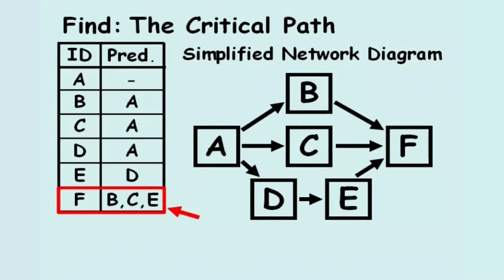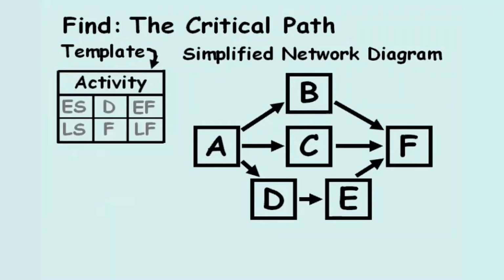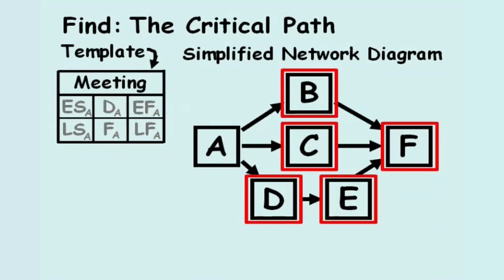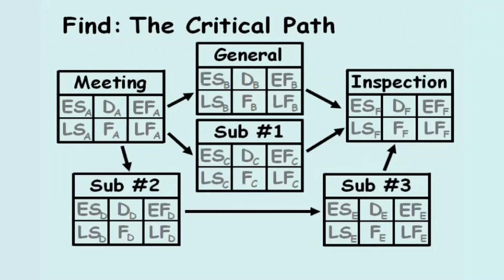Next, we'll apply our template for the network diagram activity box to the simplified network diagram for all 6 activities. Using Activity A as an example, we would change the activity name to Meeting and add a subscript A to each of the 6 cells. After doing this procedure for the remaining 5 activity boxes in the diagram, we're ready to begin.